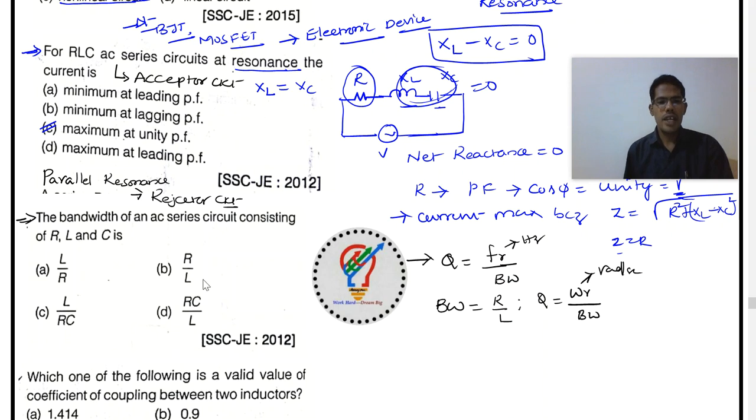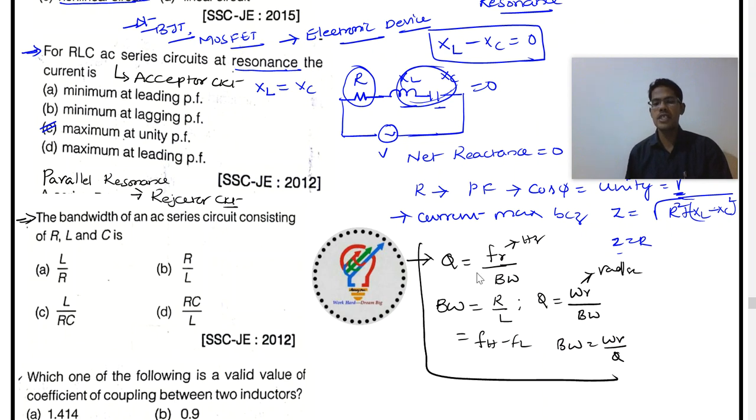Now what is bandwidth? Bandwidth is nothing but the difference between the higher cutoff frequency minus the lower cutoff frequency. Another formula for bandwidth: bandwidth is equal to resonance frequency divided by quality factor. These are very important friends from the examination point of view. Whatever I am saying here, keep it as very important.